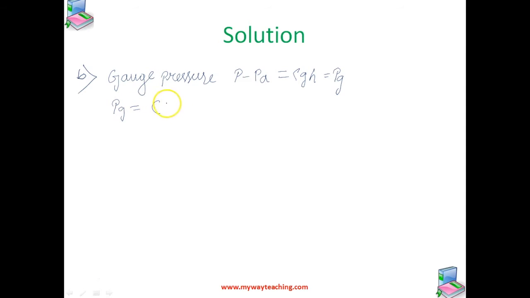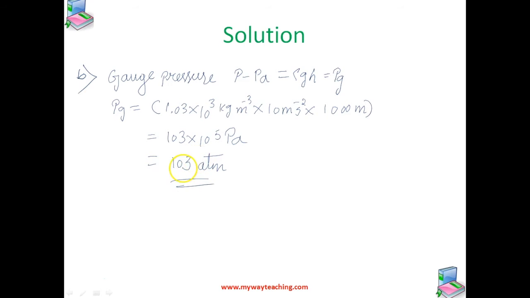So this Pg is equal to, we know the value of rho, that is 1.03 into 10 raised to 3 kg per meter cube, and g is 10 and h is 1000 meter. Okay, so we will get the value as 103 into 10 raised to 5 Pascal. In other words, we can write it in terms of atmosphere, that is 103 atmosphere, isn't it? So this is the solution for the second part of the question.